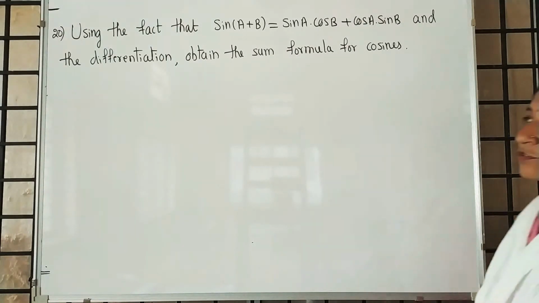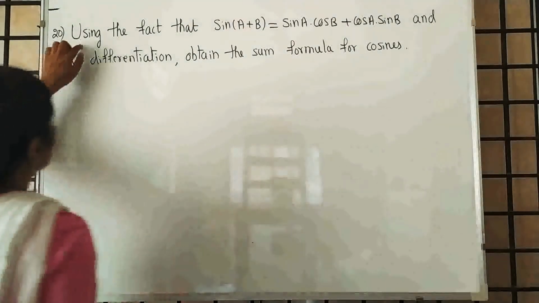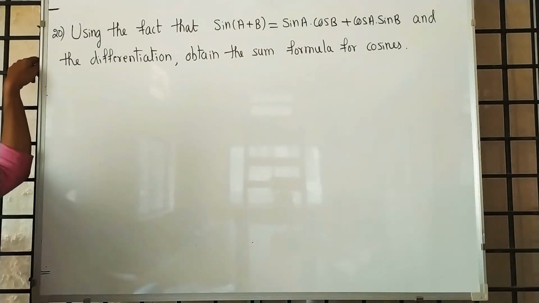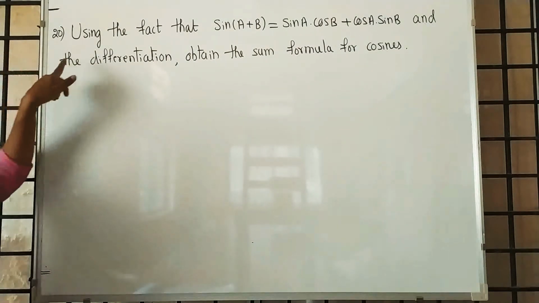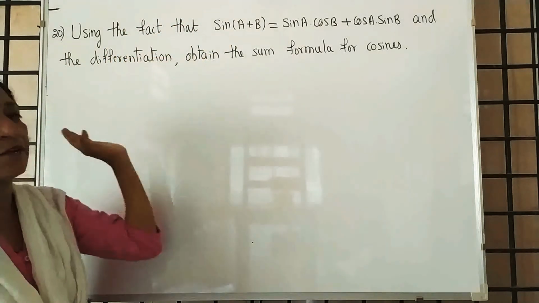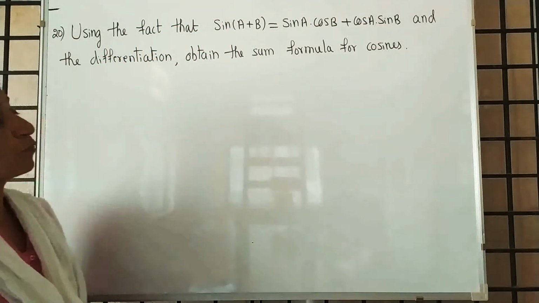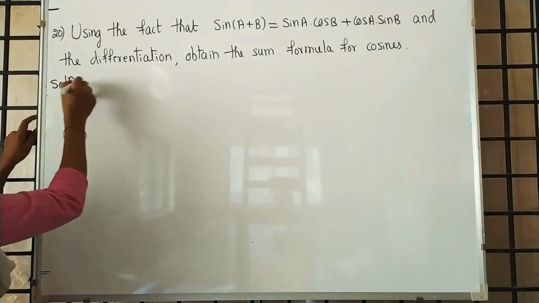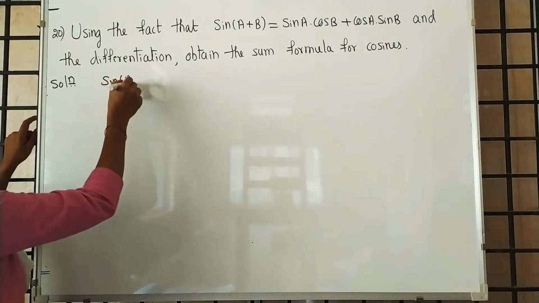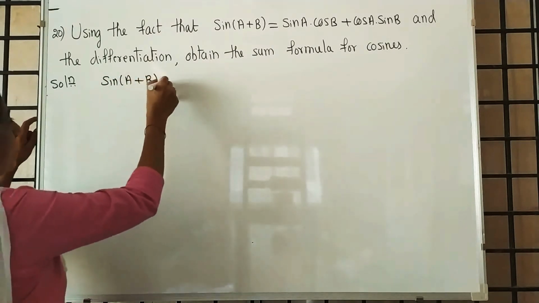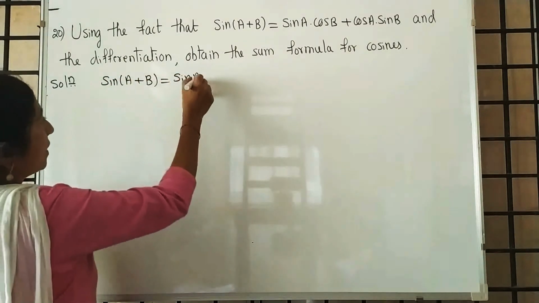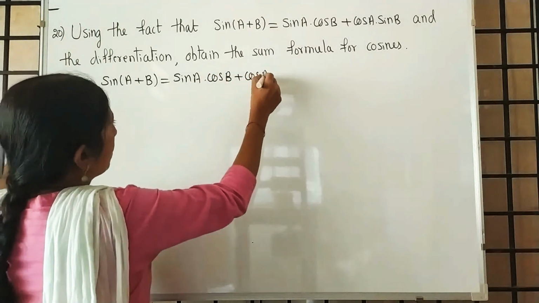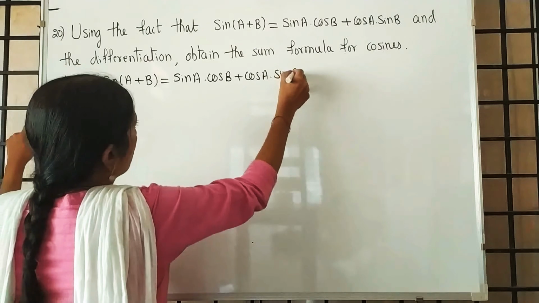So moving to the next question, question number 20. Using the fact that sin(A plus B) is equal to sin A into cos B plus cos A into sin B and differentiation, that means this formula and differentiation, obtain the sum formula for cosine. So in the solution, first write down sin(A plus B) is equal to sin A into cos B plus cos A into sin B.